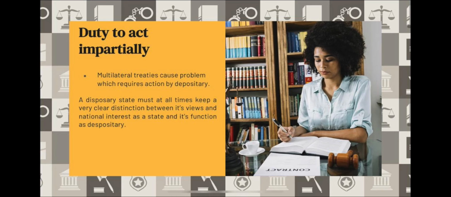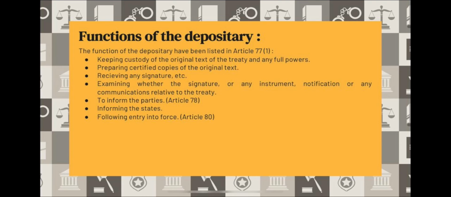Multilateral treaties cause problems which require action by the depository. A depository state must at all times keep a very clear distinction between its views and national interest as a state and its function as depository. Also, the functions of the depository. The functions of the depository are listed in Article 77, number 1.